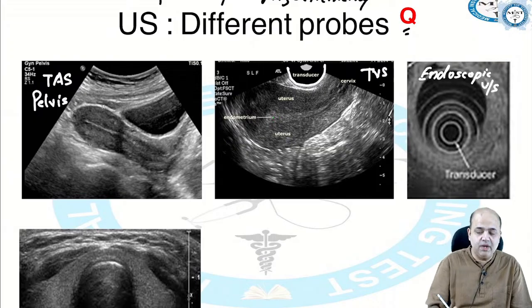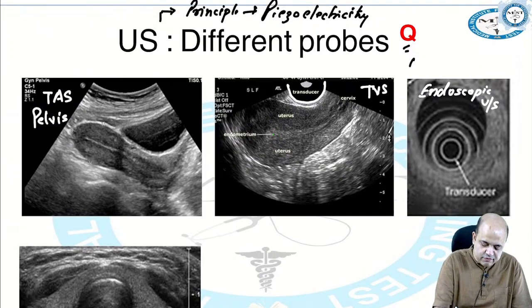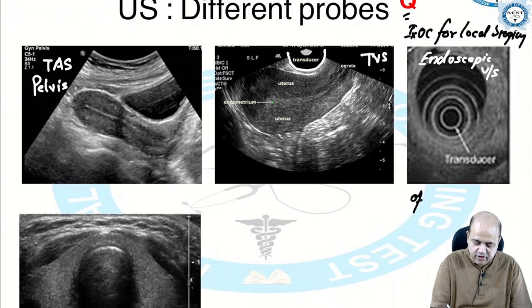Endoscopic ultrasound is the investigation of choice. This is an investigation of choice for the local staging of cancer esophagus.